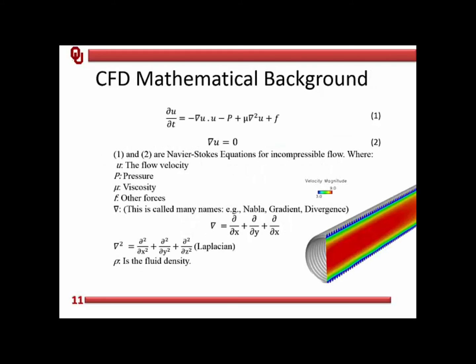Okay, let's give a mathematical background about computational fluid dynamics. Equation 1 is the first equation of the Navier-Stokes equations for incompressible flow. We see here that the derivative of flow velocity is the divergence of flow velocity multiplied by flow velocity, minus the pressure at that location x, y, and z, plus the viscosity multiplied by the Laplacian of the flow velocity, in addition to some other forces. These are defined, but I don't want to go through them right now.